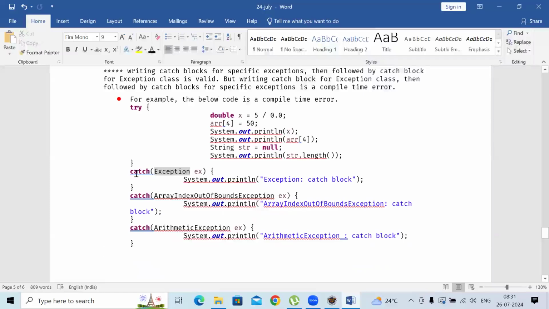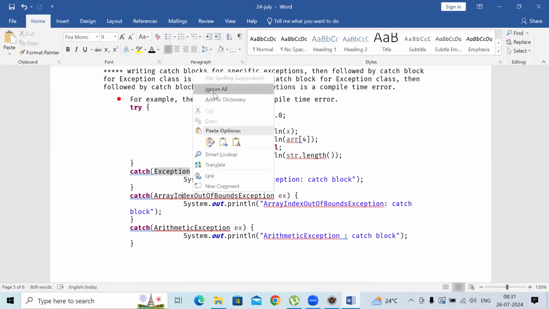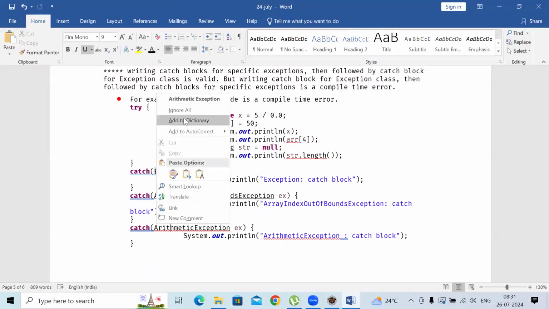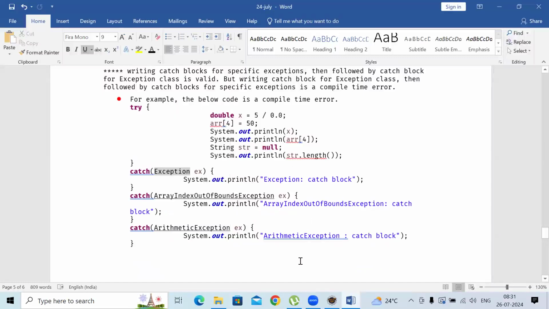So this is going to give you a compile time error, because the first one is a catch block for Exception, but the remaining catch blocks are for specific exceptions. Is this allowed or not allowed? Not allowed. This will give you a compile time error. Am I clear with this now? This is the example for that. Now I will go with explaining the continuation things.